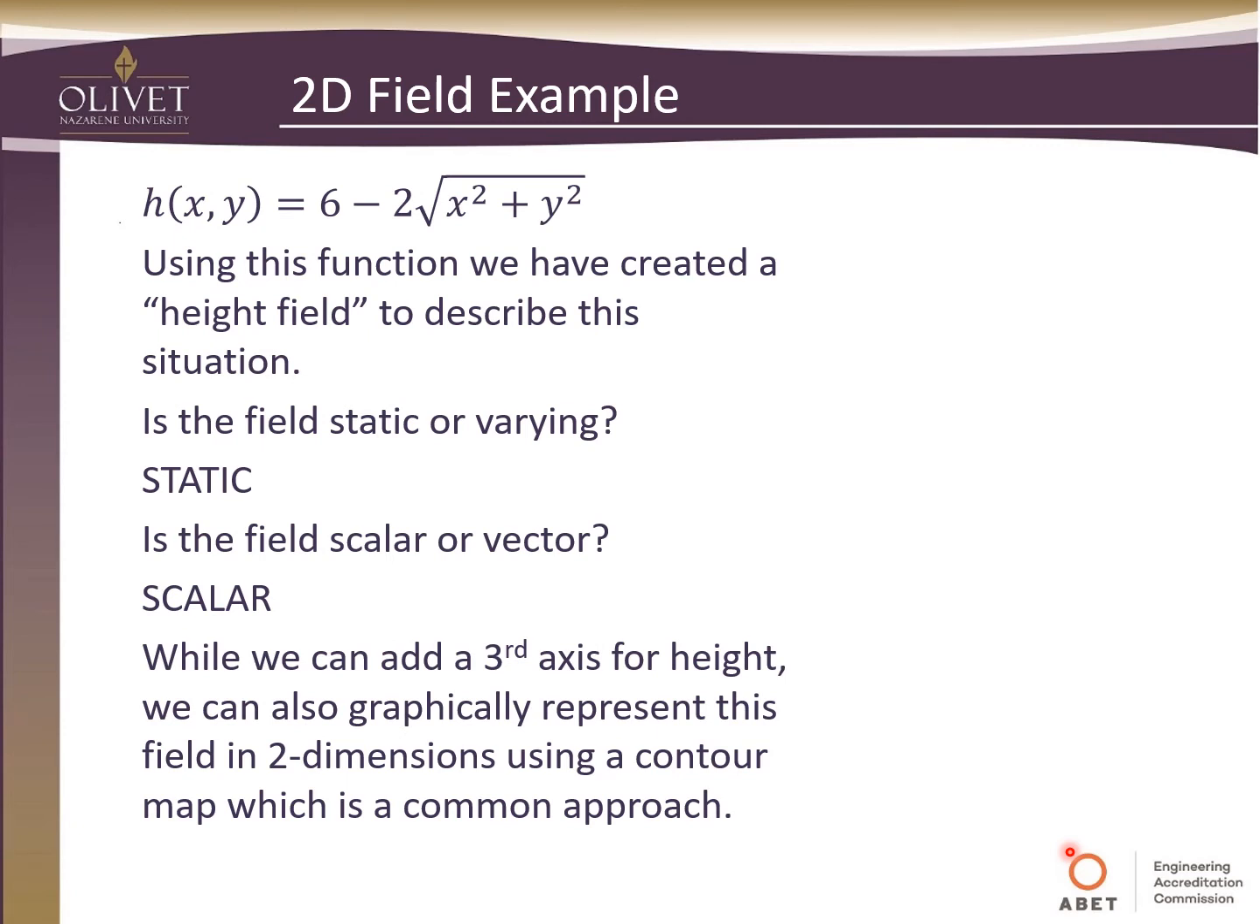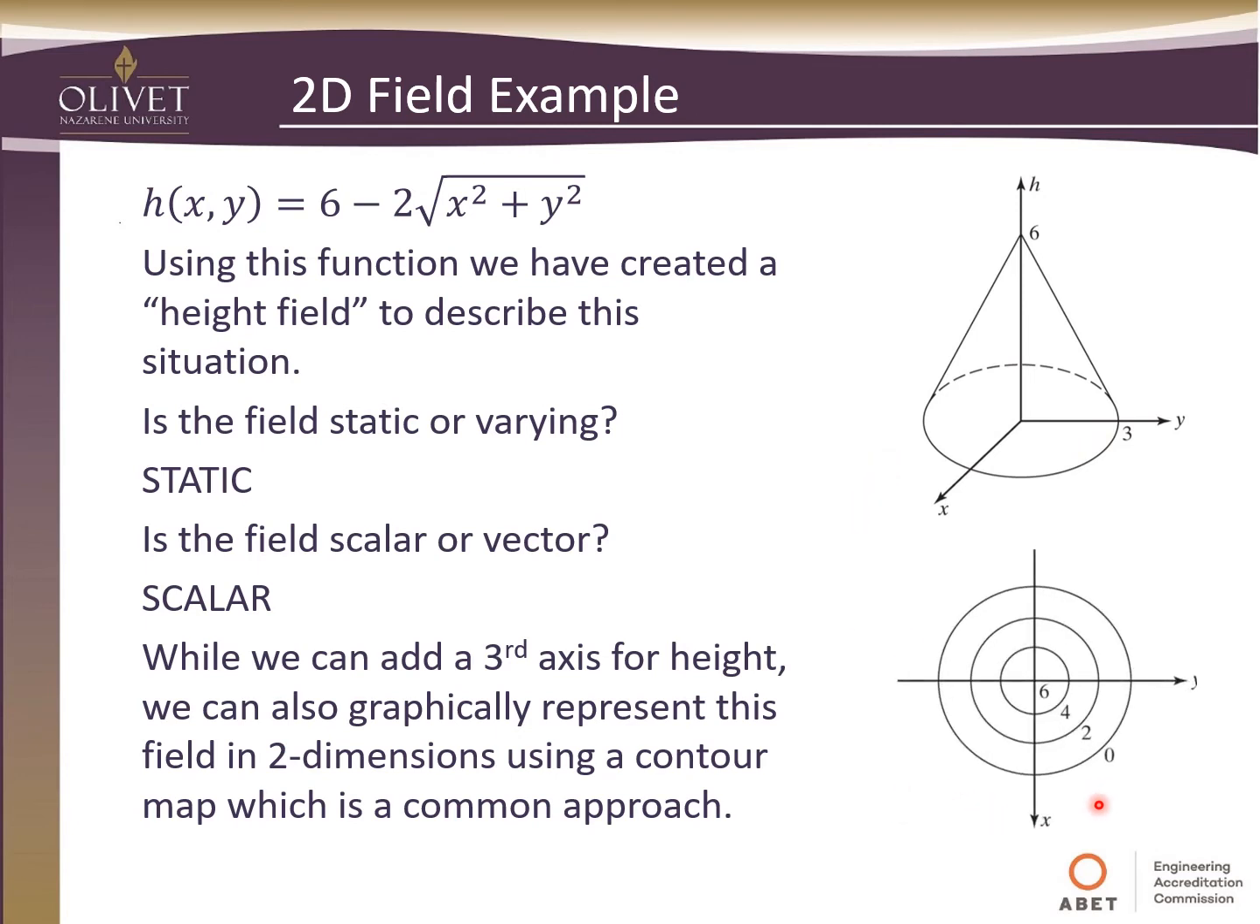While we can add a third axis for height, we can also graphically represent this field in 2 dimensions using what's called a contour map. This is a very common approach. So here are examples of the 2 ways we could represent this. The first is by adding that third axis like we said, so you can see this equation here defines all the points on this cone as long as x and y are both less than or equal to 3.